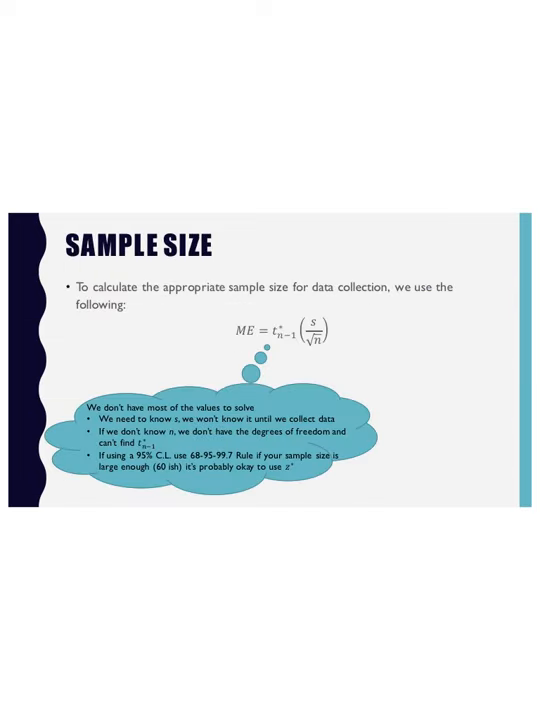Now let's talk about sample size. To calculate the appropriate sample size for the data collection, we can do the following. Remember, margin of error is going to be our critical value times our standard error. But we don't have most of the values to solve. Like, the critical value is strange. We need to know the sample standard deviation, and we don't know it until we collect data. If we don't know n, we don't have degrees of freedom, and we can't find t star. If using a 95% confidence interval, use the 68, 95, 99.7 rule if your sample size is large enough, meaning approximately 60-ish. It's probably okay to use a z-star.